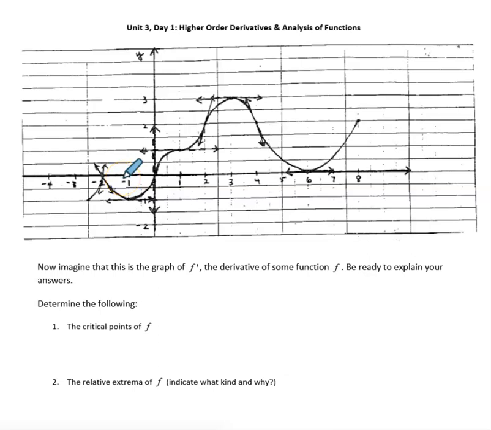Okay, we're going to continue our analysis of functions with the exact same graph that we saw on the prior video, except now this graph is the graph of f prime, the derivative of some function f. So they're asking us to find the critical points of f, and remember that critical points, and I'll call them CPs here, this is where f prime is either equal to 0 or is undefined.